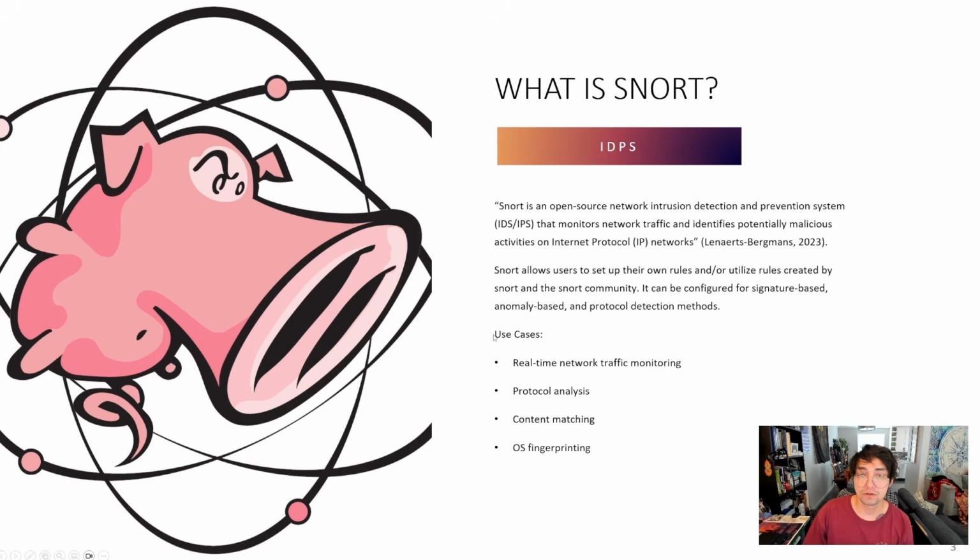So what is Snort? Snort is an open source network intrusion detection and prevention system that you can use to monitor network traffic. It can be used in real time for traffic monitoring, protocol analysis, content matching, and OS fingerprinting.